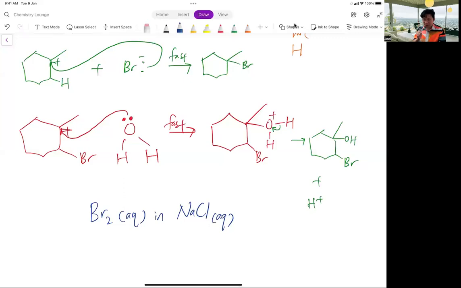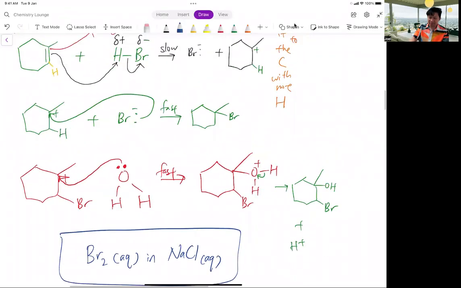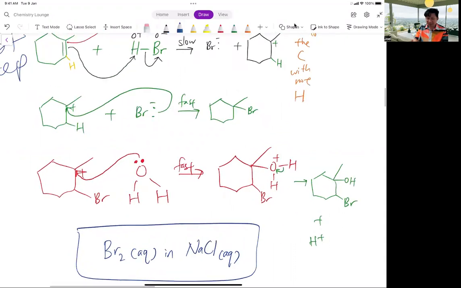Level 3 kind of question is they give you not only aqueous bromine but NaCl. How do you adjust? First step is still the same. This is the first step. The first step is still the same. But how do you adjust in NaCl?